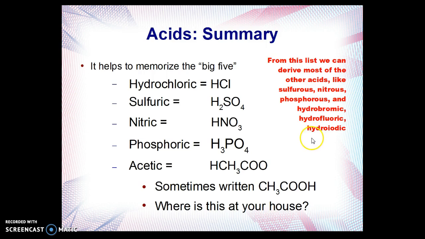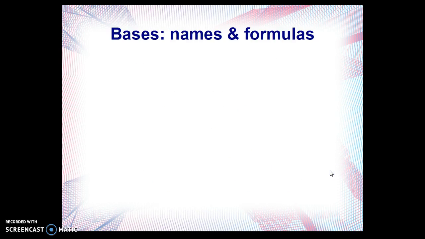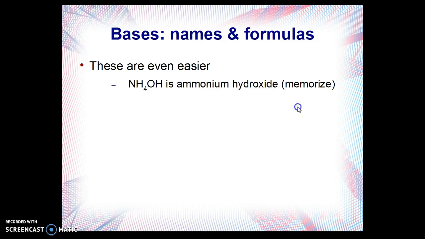Hydrobromic, hydrofluoric, hydroiodic, we've already talked about. The hydro acids, the binaries. So if you know these, you can usually derive the rest. Now let's talk bases. These are even easier than acids. First, you should memorize ammonium hydroxide, NH4OH. It's the ammonium ion plus hydroxide.